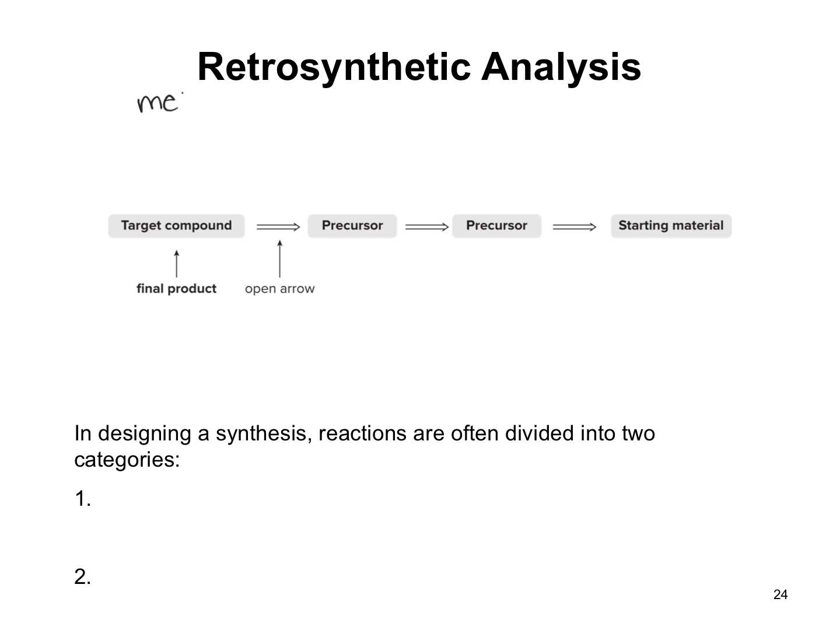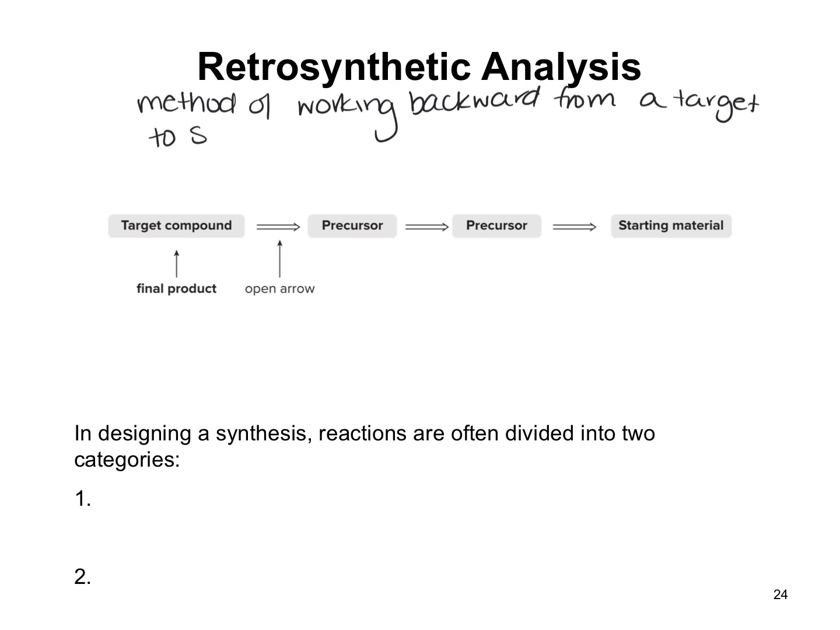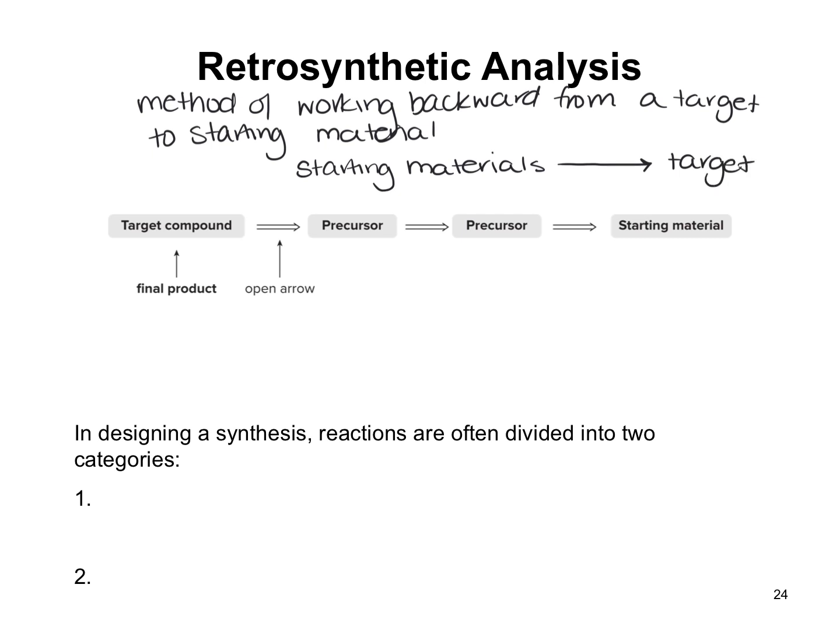And this is just the method of working backward from a target compound, which is what you're trying to synthesize, to the starting materials. This is also written backwards. So normally we see, okay, we've got starting materials here, and we go through however many steps to get to the target. The target is what we're trying to synthesize. It's a word that we use instead of product here.